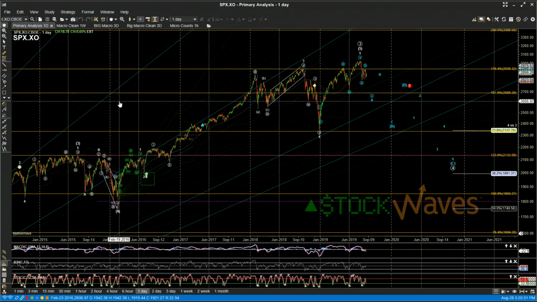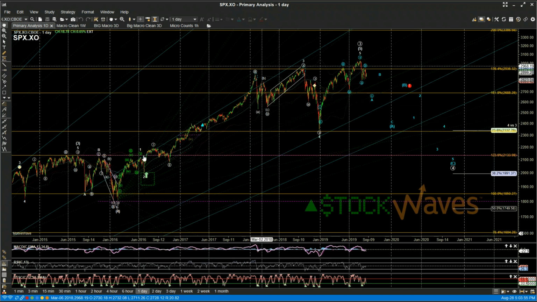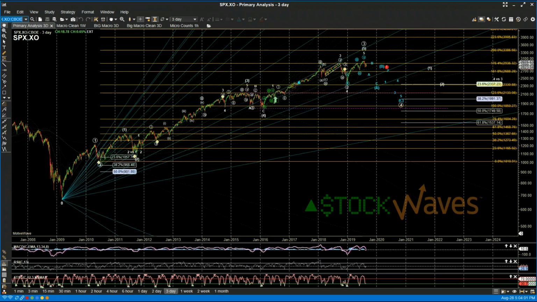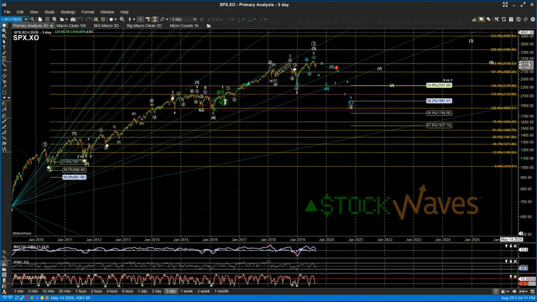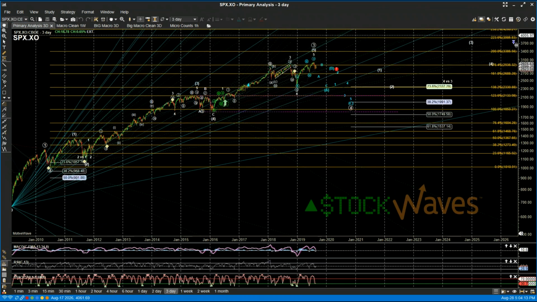So let's jump in and talk a little bit about where we are in the markets and what we're expecting. I'm going to zoom out here to the 3-day chart, as I've done before. And the reason why I like the 3-day chart at this point is if I scroll this over, I can just about fit most of what I expect for the primary degree wave 5.